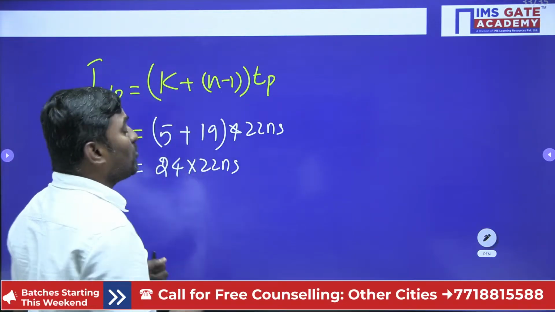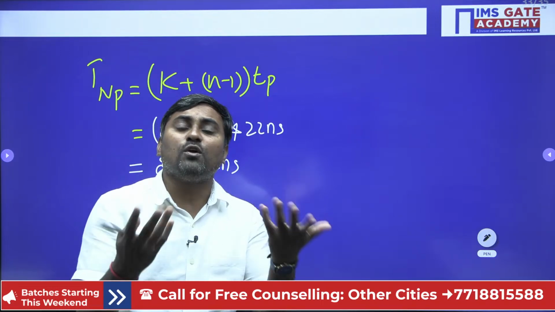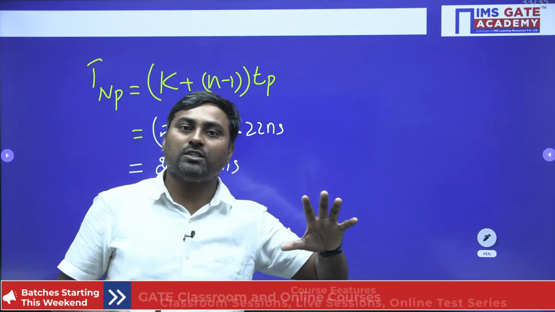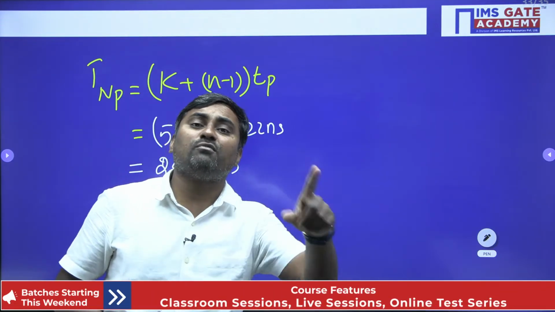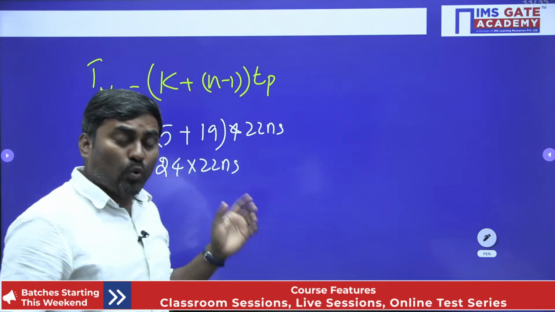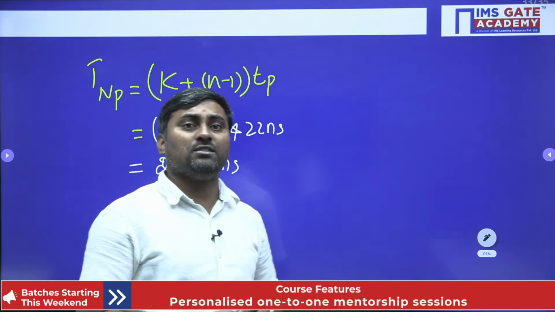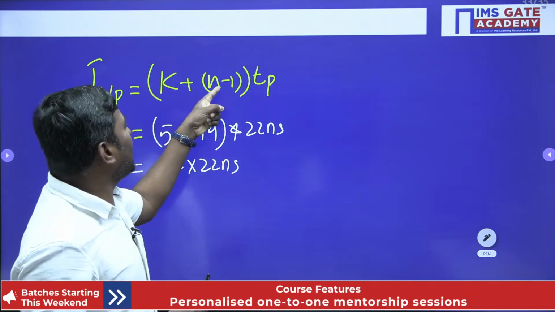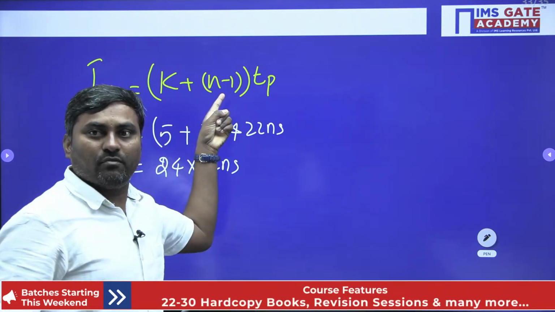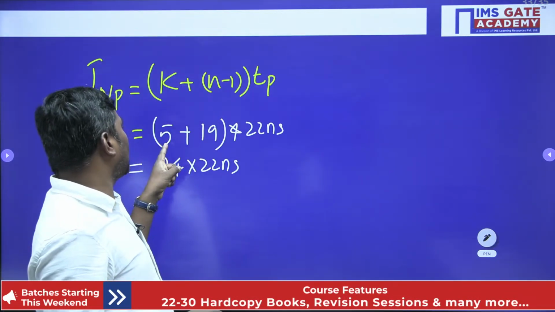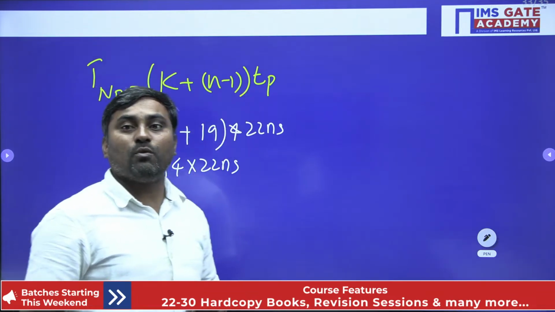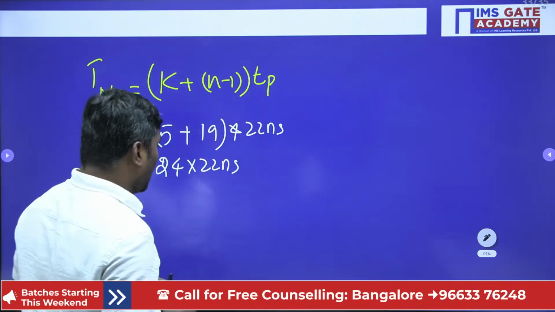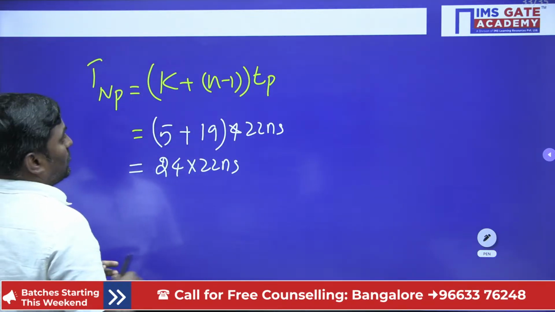What is the formula I am using here? 20 instructions I want to run in the pipeline. The first instruction will take K stages, K clocks required. After that, each instruction will take one clock only. When you run 20 instructions in a pipeline, the first instruction has to go through all 5 stages, so 5 clocks are required. The remaining N minus 1 instructions will take one clock each, which we discussed. So 19 plus 5 minus 1, 24 clocks. And the pipeline time? Each stage delay is different, so you take the maximum stage delay, plus the buffer overhead, so 22 nanoseconds. So you can do this.